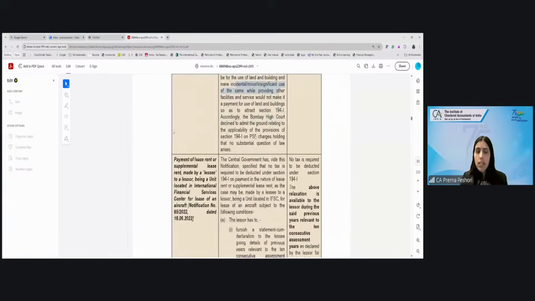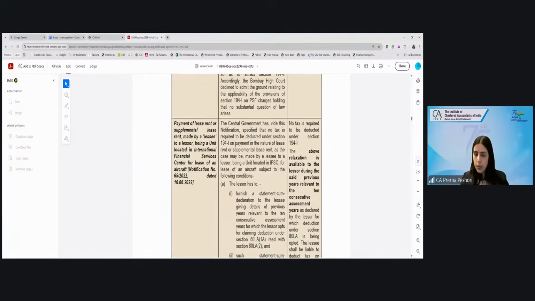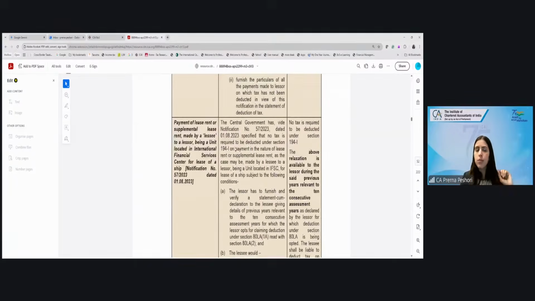Okay. Next is payment of lease rent or supplemental lease rent made by a lessee to a lessor being a unit of IFSC for lease of an aircraft. So again, there is some relaxation given through the central government notification that TDS under 194I will not be attracted on the payment of lease rent to a unit of IFSC for the lease of aircraft, because they have the exemption for the 10th assessment year. So for the years that they are claiming the exemption, there will not be any TDS required.